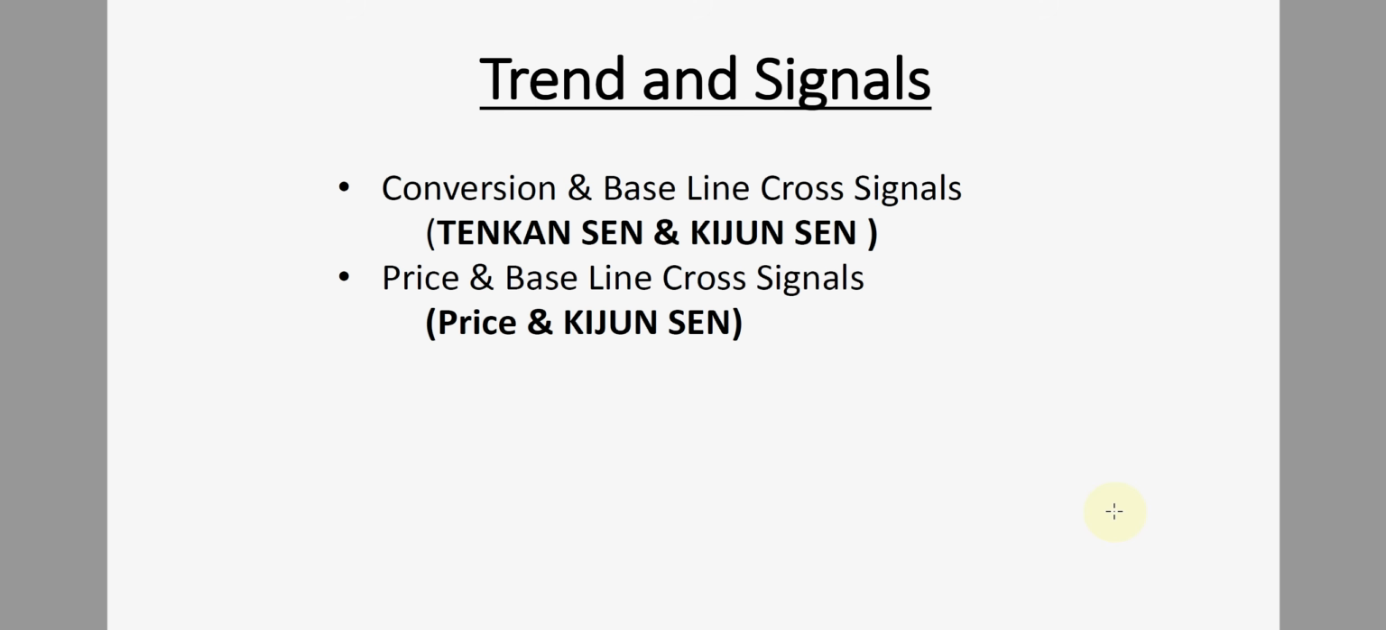Now we are looking at how we generate signals. So we have two methods of generating signals. One is two lines crossing each other, the Tenkan-sen and the Kijun-sen. And the second one is price crossing one line, the Kijun-sen line. The Tenkan-sen is the red line, the Kijun-sen is the blue line. So when red crosses over the blue, it's a buy. When red crosses below the blue, it's a sell. Okay, now let's look at how it works.